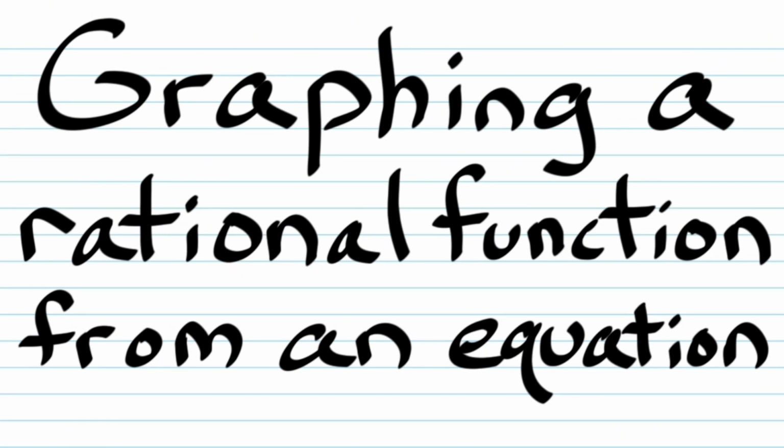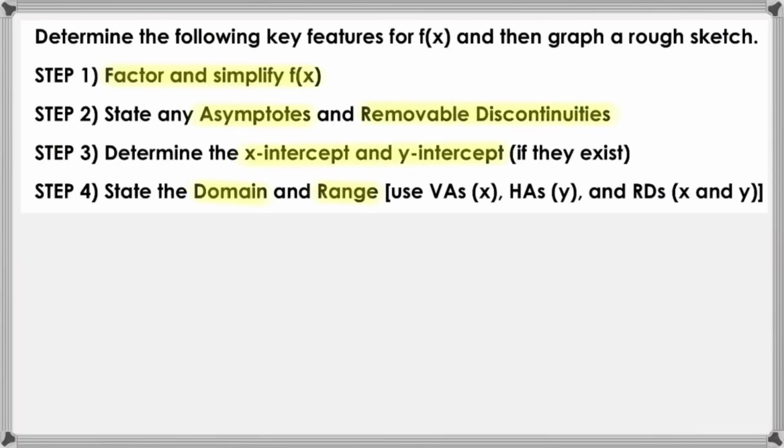Let's go ahead and jump into what this situation is going to look like, or the strategy to approach this situation. Maybe pause the video, just write down these steps. Here's what you're going to be doing. Step 1 and 2 come from our previous video. You will get your equation, you will need to factor and simplify it, and then you will need to make note of any asymptotes or removable discontinuities.